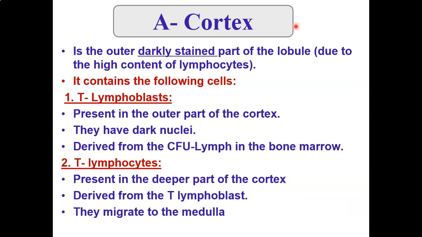Let's go to the parenchyma in detail. The parenchyma is formed of cortex and medulla. The cortex is the outer darkly stained part of the lobule. This is the cortex. Why darkly stained? Due to high content of lymphocytes.